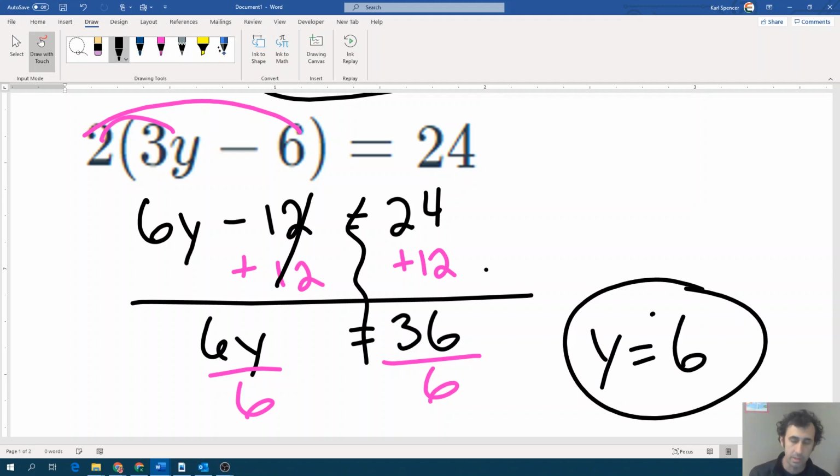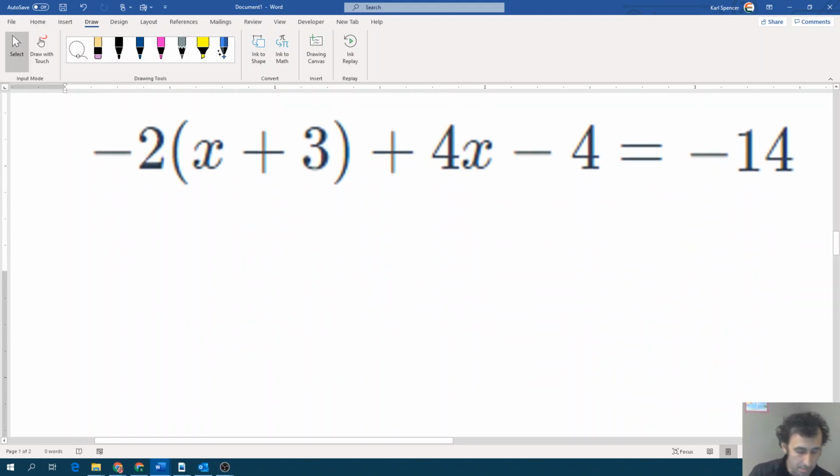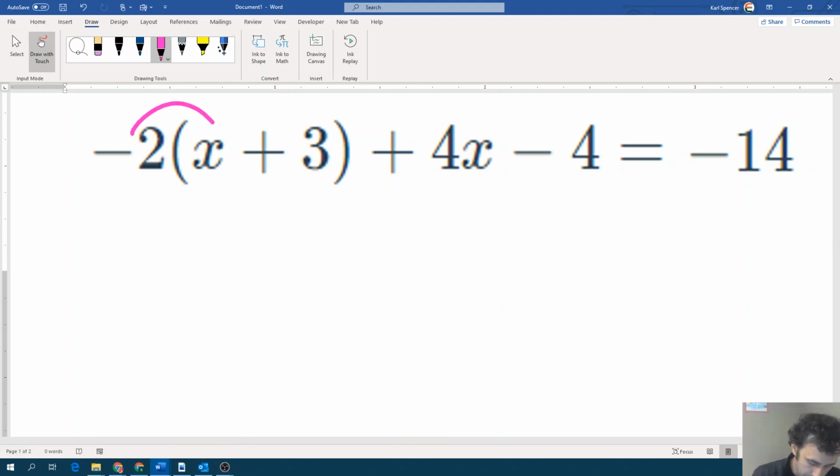You can go ahead and plug that into the original if you would like to check your work. But if you need to, go back. But let's do our final problem. It's going to sort of be a combination of a lot of the past things. Again, we have some parentheses. Personally, I like to distribute. It is personal preference, so I'm going to distribute.